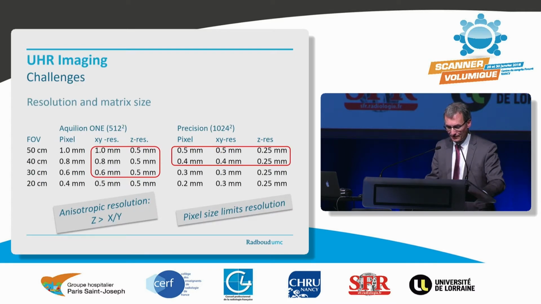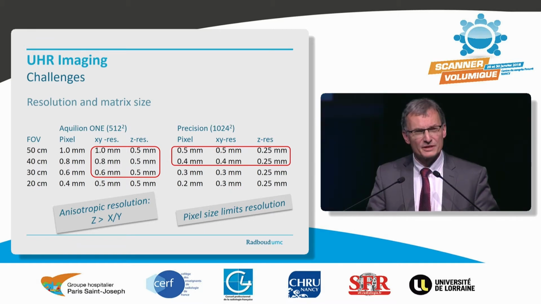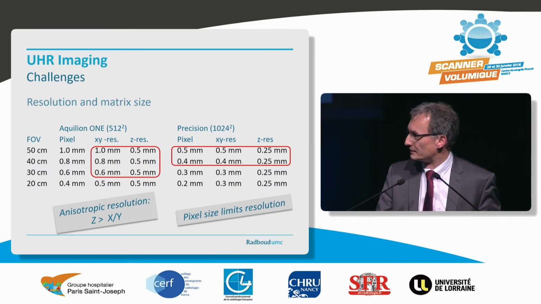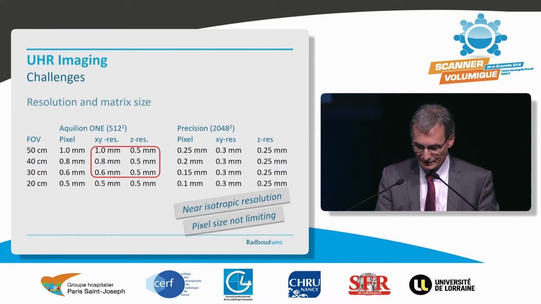Now the challenges here are that we do get this resolution only if we go from 512 matrix to 1K matrices. If you have large fields of view, like in the abdomen, the pixel size becomes limiting because the spatial resolution is in the range of about 0.4 to 0.3 millimeters. Z resolution is actually higher than the XY resolution, the in-plane resolution, which gives us the funny situation that with these high-resolution detectors, we have anisotropic imaging and the resolution being in Z direction bigger than in the XY direction.